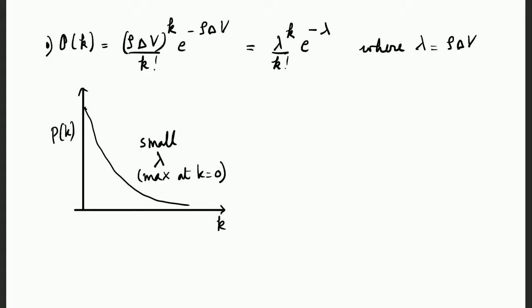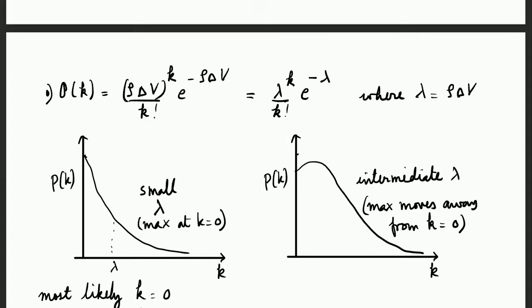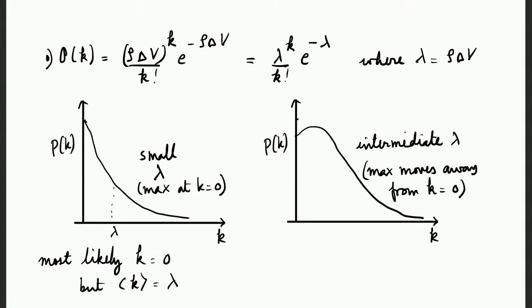1 by k factorial decreases with k. k equal to 0 is 1, k equal to 1 is 1. I take lambda equal to 0.5. Then if I plot P of k versus k, it decreases with k. It is maximum at k equal to 0. Average value is lambda, which is somewhere here. So the most likely event is k equal to 0, but the average value is not the most likely value. There is a difference between the two.